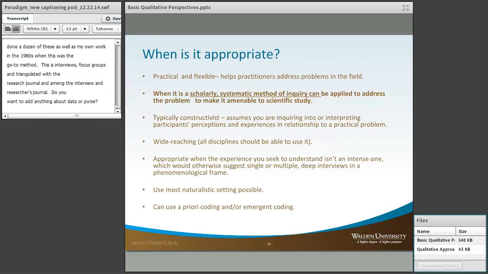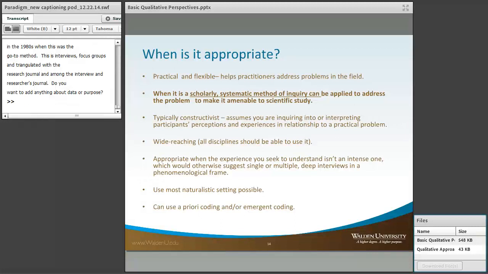Okay, so just to go back, when would we guide our students to consider this as appropriate? One, it's practical and flexible. It helps us address problems. Our students are so often driven by problems, and we encourage the social change orientation. When a scholarly, systematic method of inquiry can be applied to address that problem, and we talk at residency so extensively about alignment, what is your research problem? We're talking about the construction, how their perceptions and experiences relate, what we can learn from their experience.